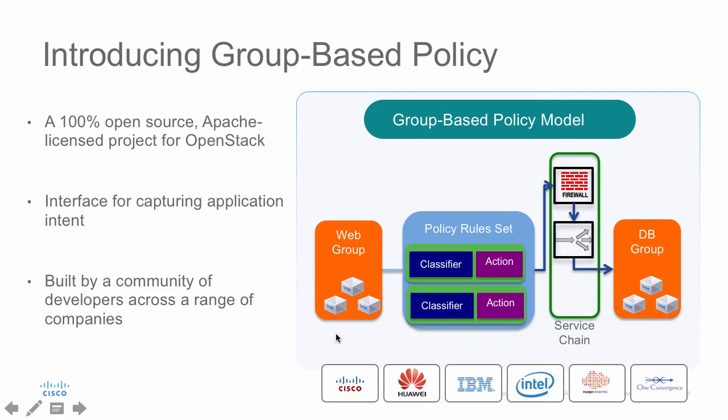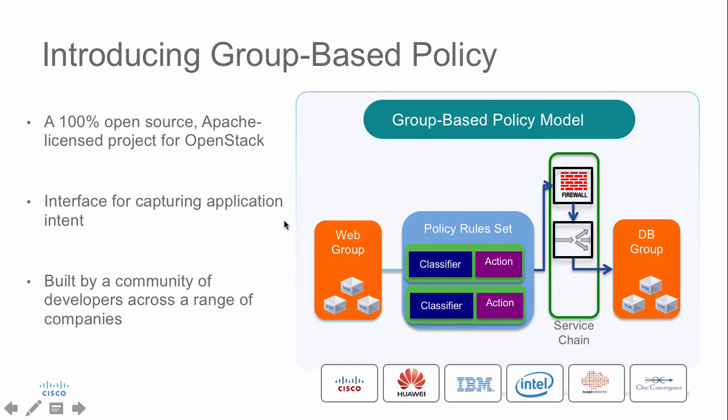We say, these web servers are able to communicate with the database servers on port 1433, for example, or we expect them to communicate via a firewall and a load balancer, and so on. This abstraction is much simpler for application developers, who are going to be the users of OpenStack, to understand and build into their application code when they're talking to the OpenStack infrastructure.